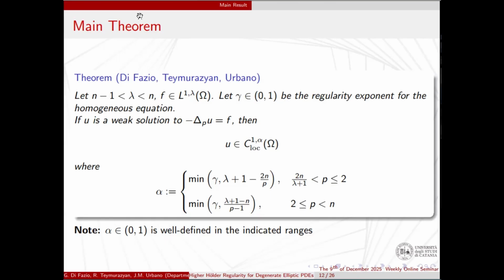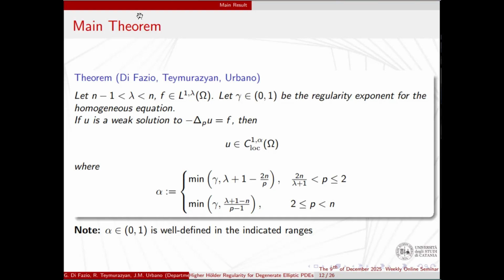Gamma is the regularity exponent related to the solution to the homogeneous equation. So we cannot go better than the homogeneous equation, because in the homogeneous equation the right-hand side is the best we can have. 0 is the best function. It belongs to any space. So we cannot get a result that is better than the homogeneous equation result.